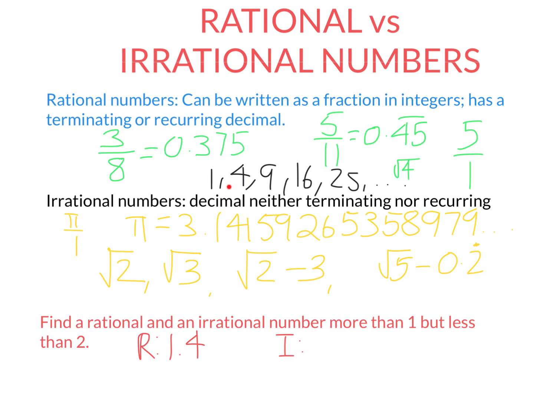What about an irrational number? Well, we can use our list of perfect squares here. 1 is the square root of 1. 2 is the square root of 4. So we just square root a non-perfect square between 1 and 4. As we did before, the square root of 2 is an irrational number. It's more than 1 because it's more than the square root of 1, but it's less than 2 because it's less than the square root of 4. You could have also put in the square root of 3. You could have put in the square root of 2.2 because 2.2 is not a perfect square.